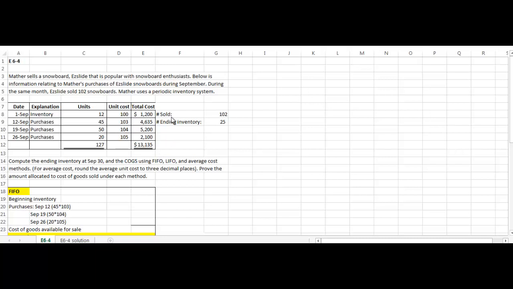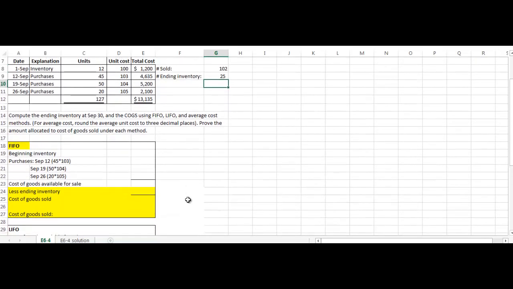To the right of it, I've simply summarized the number sold of 102, which came from the paragraph above, and calculated the ending inventory as equal to the total units available for sale, which are the beginning inventory plus purchases, minus those that were sold. So that means there were 25 snowboards in our ending inventory. Our objective is to calculate ending inventory and cost of goods sold using FIFO, LIFO, and average cost. We do begin with FIFO.